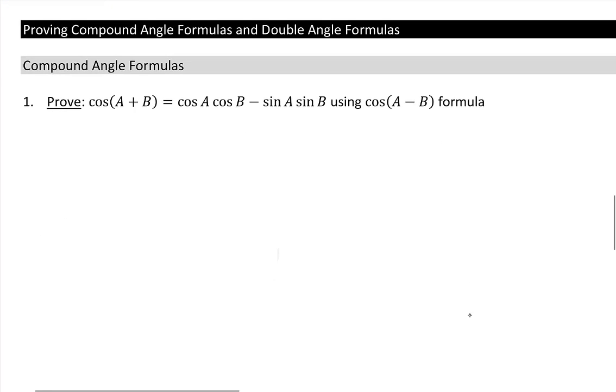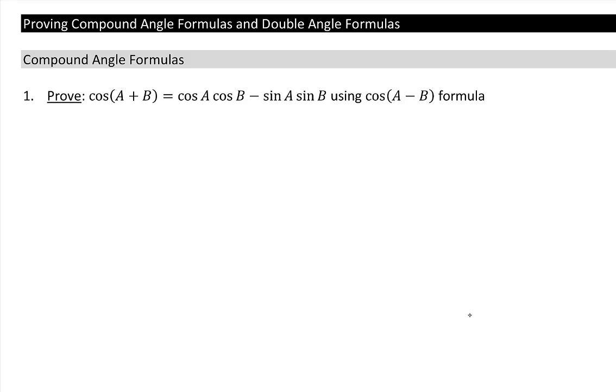So I want to prove that cosine A plus B this time is equal to cosine A cosine B minus sine A sine B, using the compound angle formula for cosine A minus B. So how do I do that? So let's start off with the left side again. So cosine A plus B. Well, that's equivalent to the cosine of A minus negative B. Notice now, this is my A and this is my B for my compound angle formula for cosine A minus B.